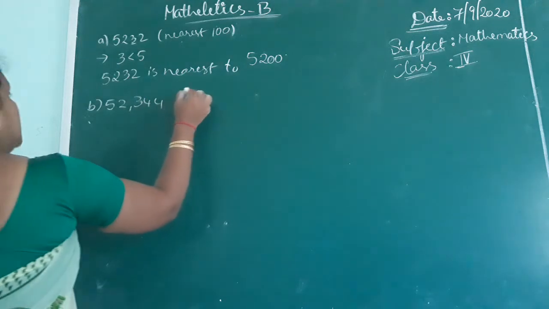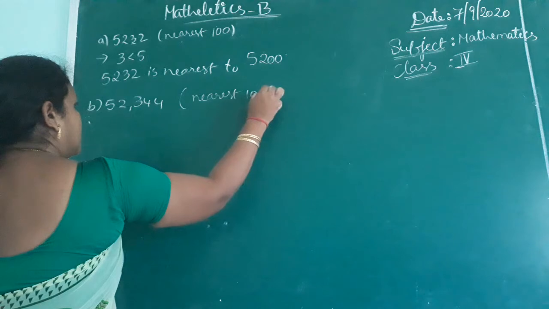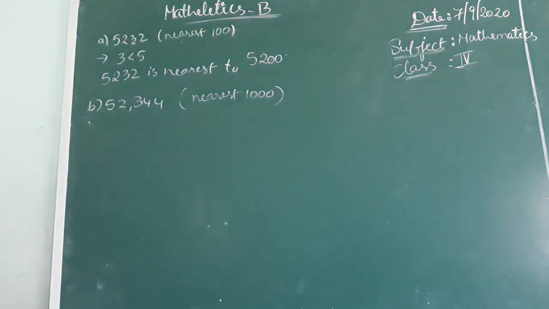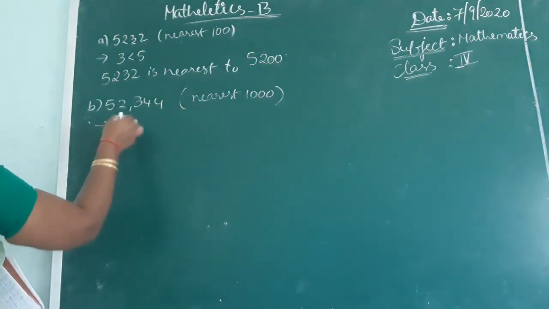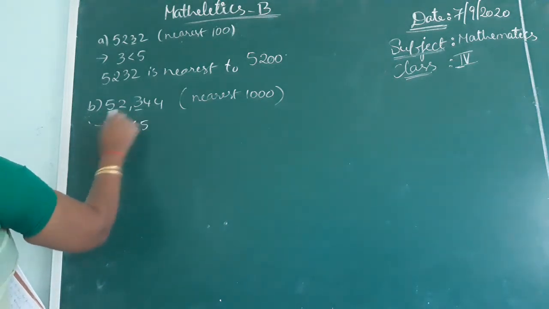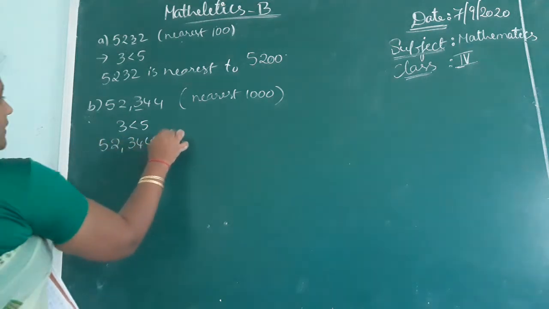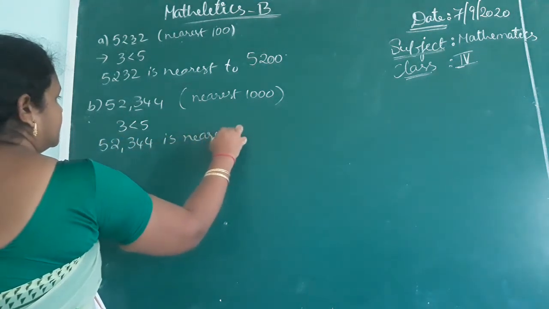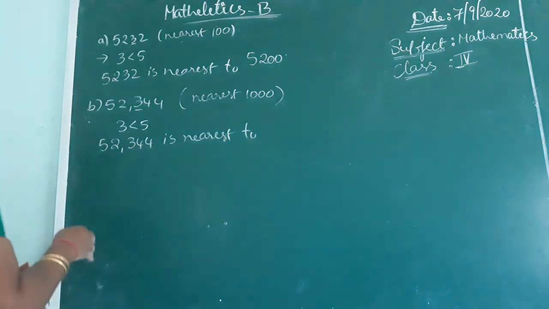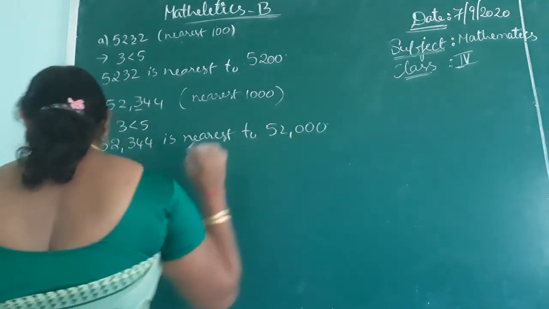52,344 people visited the football match. What is the nearest 1,000 of this number? Nearest 1,000 means we should choose the number at the hundreds place. That is 3. 3 is lesser than 5. So 52,344 is nearest to 52,000. Next.